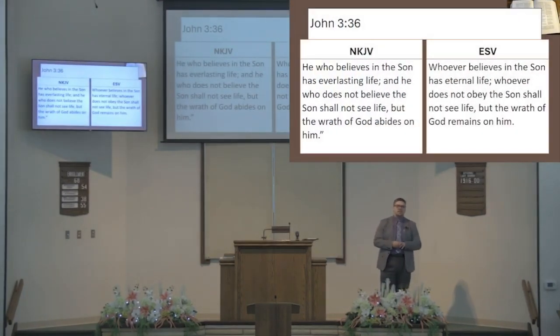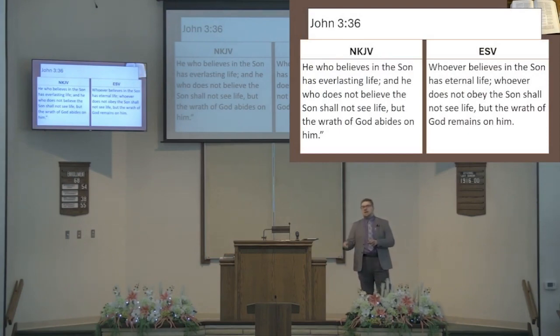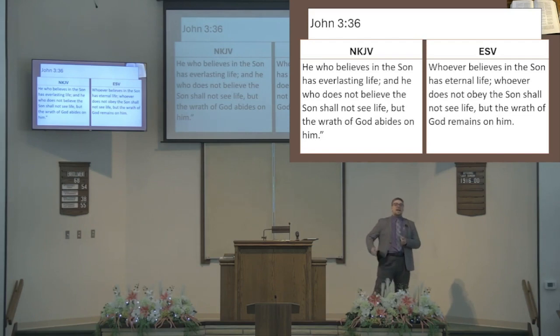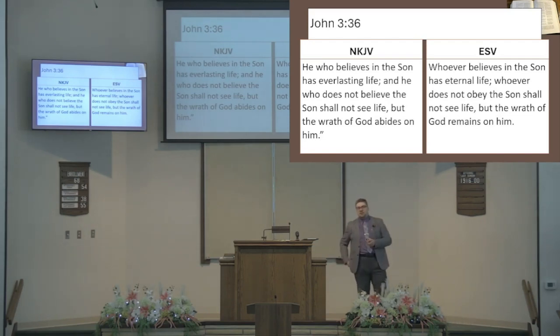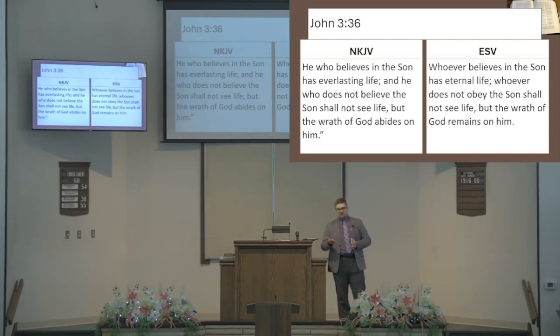Here's one more, John 3:36. He who believes in the Son, I'm reading the New King James, he who believes in the Son has everlasting life, and he who does not believe the Son shall not see life, but the wrath of God abides on him. ESV now. Whoever believes in the Son has eternal life. Whoever does not obey the Son shall not see life, but the wrath of God remains on him. The word could mean to believe, or it could mean to obey. Now we know those two have to go hand in hand. One that truly believes will obey it. If you obey, it means one truly believes. But it could mean either one.